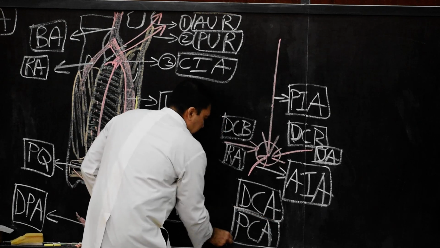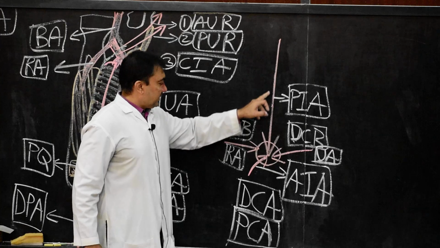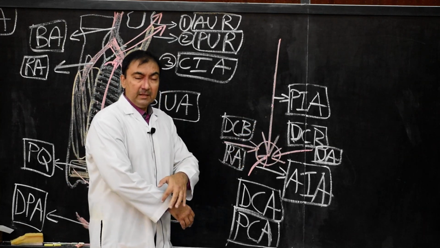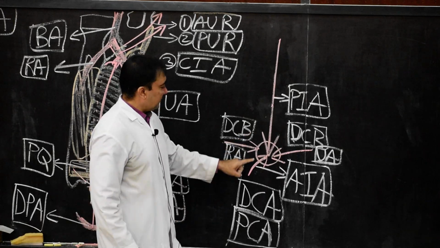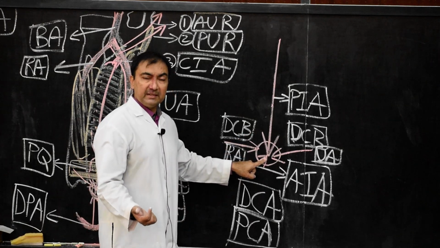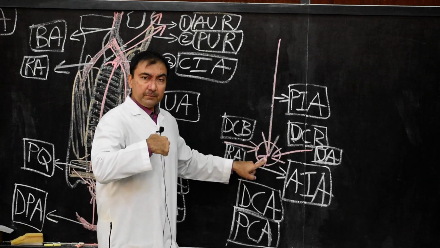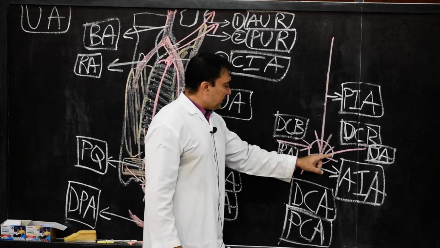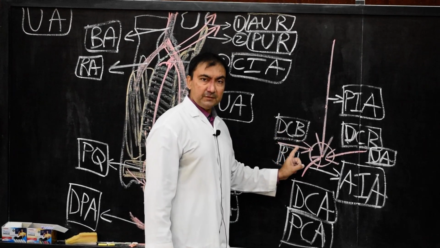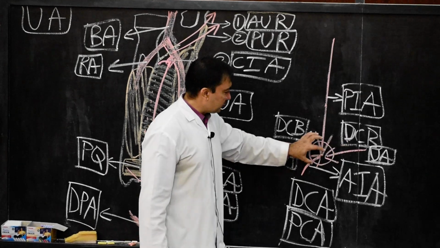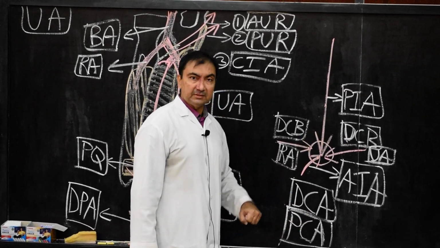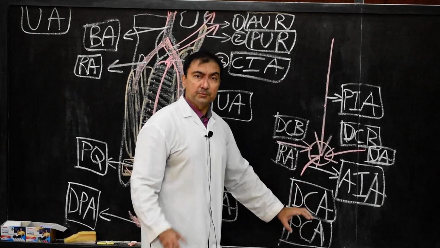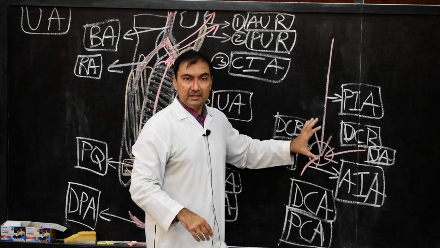So this is how the posterior interosseous artery terminates in the posterior compartment of the forearm, posterior to the interosseous membrane, where it will meet the anterior interosseous artery, which is passing from the anterior compartment through the gap between the interosseous membrane and pronator quadratus. And it will meet, on either side, the dorsal carpal branch of the radial artery and the dorsal carpal branch of the ulnar artery to form the posterior carpal anastomosis, the dorsal carpal arch, or posterior carpal arch.